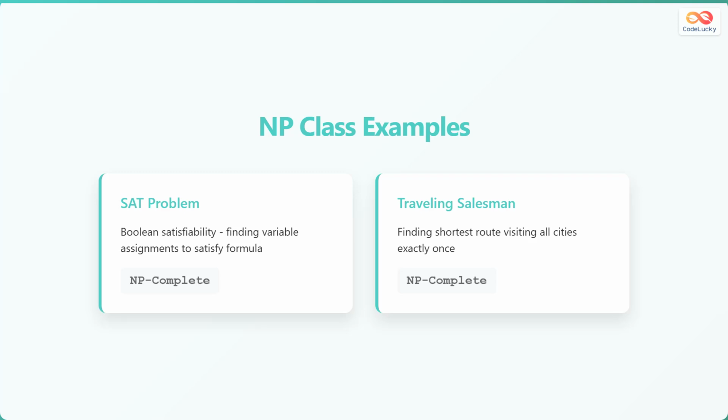Let's consider some examples of problems that fall into the NP class. First, SAT problem. Boolean satisfiability, which involves finding variable assignments to satisfy a given formula, is NP complete. This means any problem in NP can be reduced to SAT in polynomial time. Second, traveling salesman. Finding the shortest route that visits all cities exactly once is also NP complete.